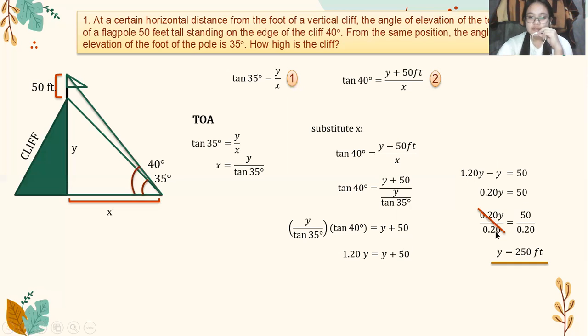Then we will divide both sides by 0.20. Then we have to cancel. So our y, or the height of the cliff, is 250 feet.